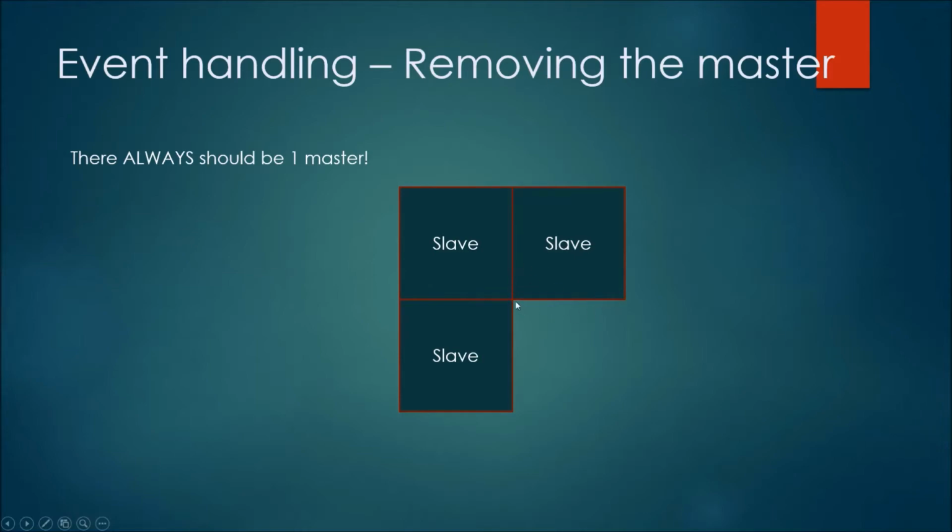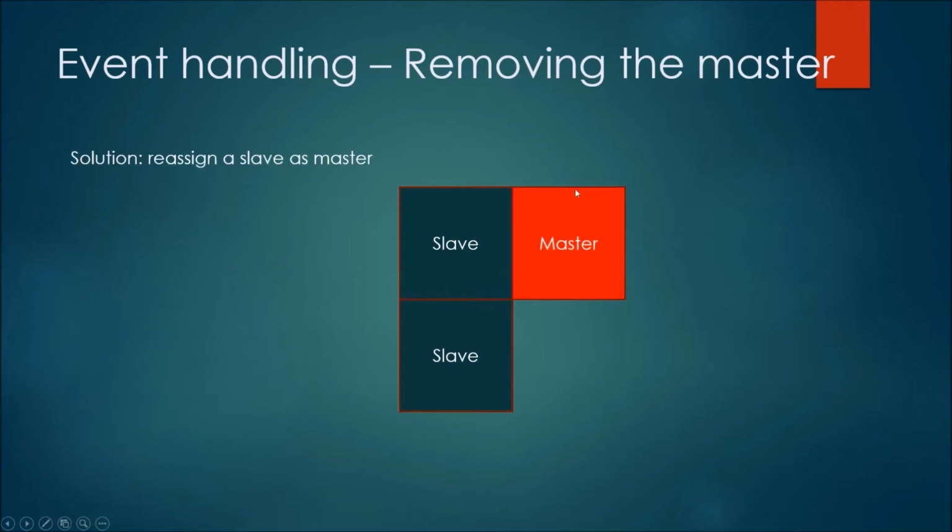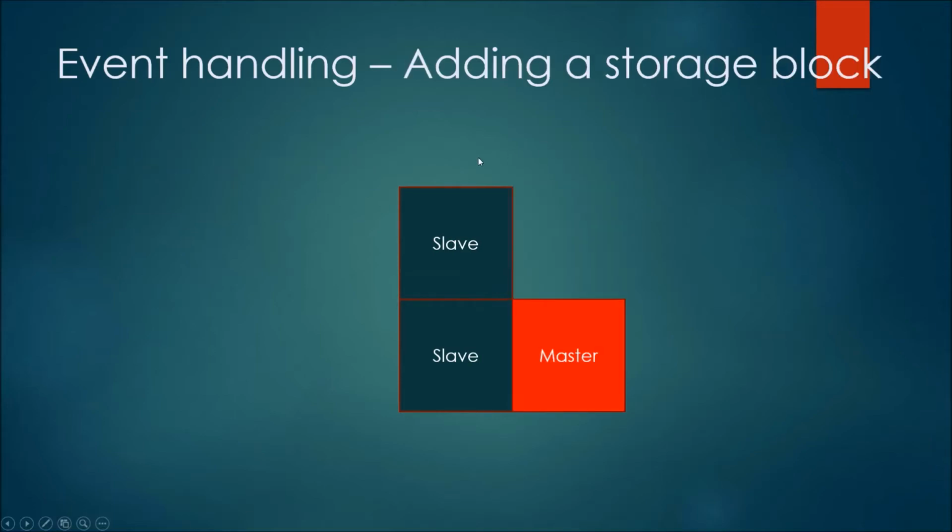And when the master is removed, we have a problem, because if a hopper is attached, where are we going to communicate the slots and items to? There should be one master, that's the rule basically. And the solution to this is just to assign a new master. Sounds simple, but well, I'm going to show you in the code what this means.